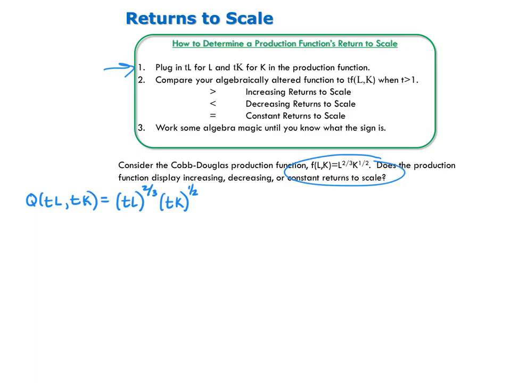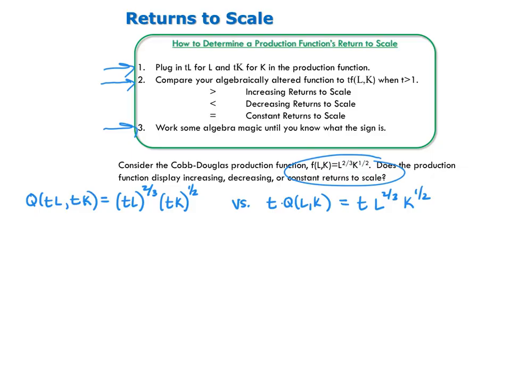This is what actually happens to production when both inputs are scaled by t. We need to compare that with t times the original level of output, which here would be t times L to the 2/3 K to the 1/2. The next step is the most cumbersome. We've got to do some algebra to try to see if the left side's bigger than, less than, or equal to the right side. Now the steps here aren't always the same for every production function, so that's where getting enough practice is going to be critical.